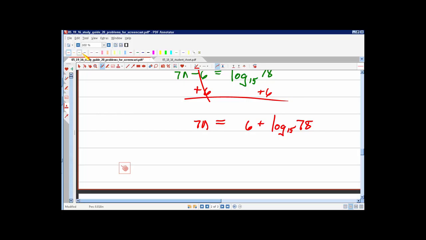And you can't combine those at all. Last step would be to divide by 7, and that gives me my solution: 6 plus log base 15 of 78, all over 7.